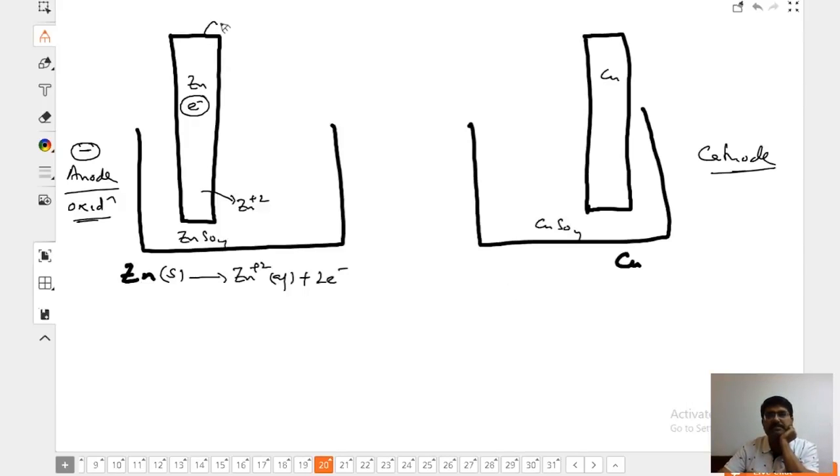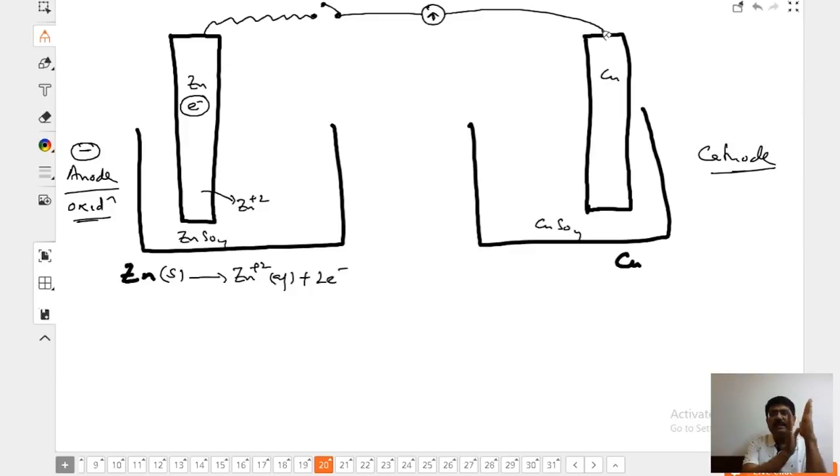Now, the next step. We put a conducting wire. We put a key and, say, a galvanometer or voltmeter, anything you like, in between the two. Now imagine, there are more electrons here and fewer electrons here, so electrons will flow from here to here if you close the circuit. If you close the circuit, electrons will start traveling towards this.